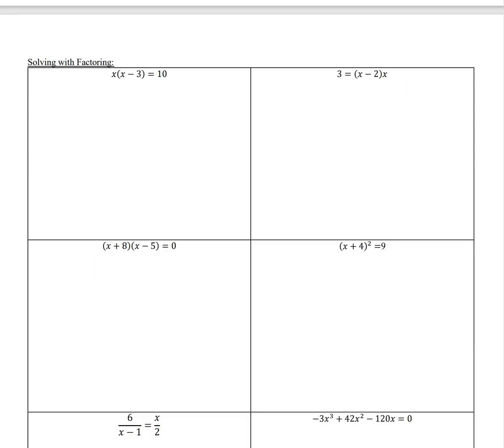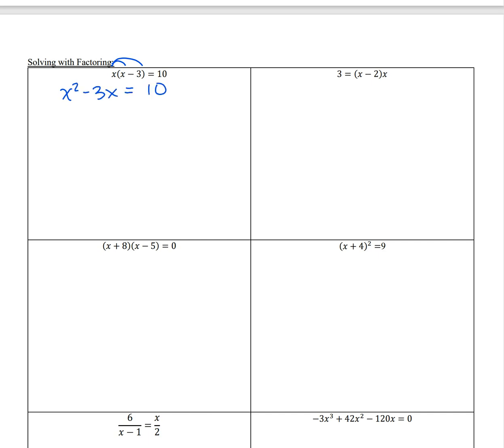All right, now this next section is kind of more similar to what we did on the first day. Most of these can be done with factoring. So when I look at this over here, I'm going to take the x and distribute out: x squared minus 3x equals 10.